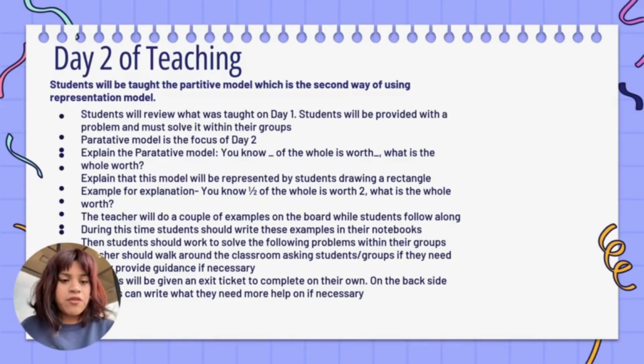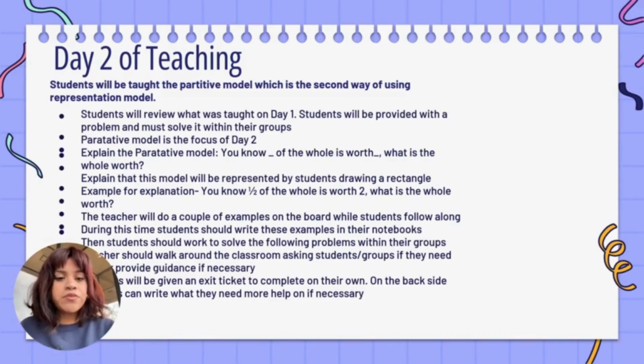We'll explain the partitive model to the students. You know blank of the whole is worth blank. What is the whole worth? So an example that will be provided could look like this. You know half of the whole is worth 2. What is the whole worth? The teacher will do a couple of examples on the board.